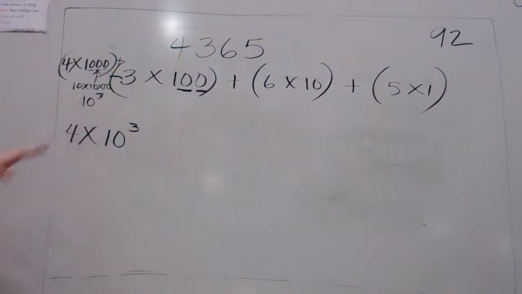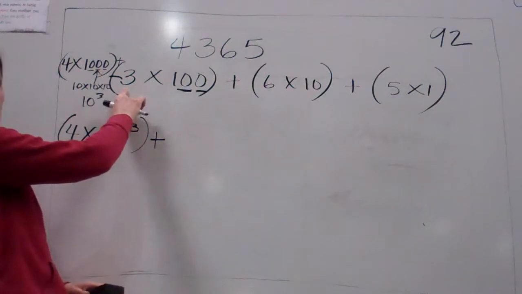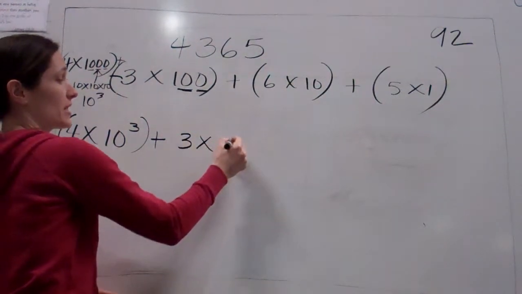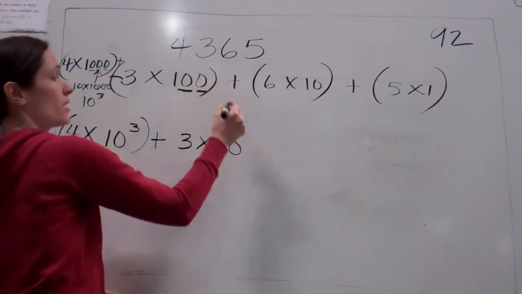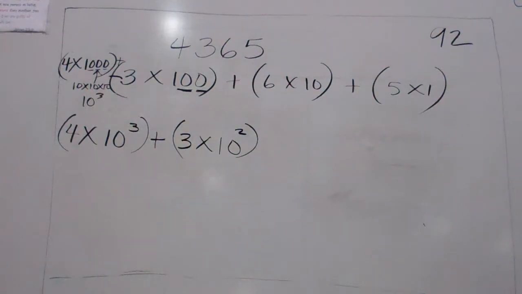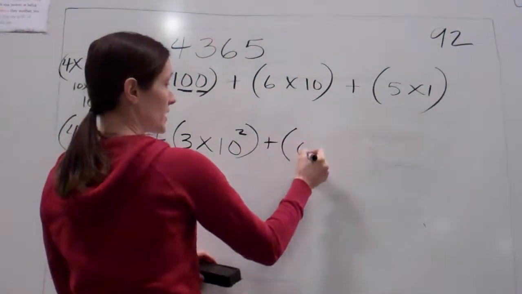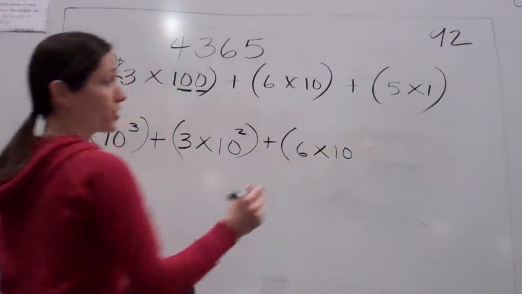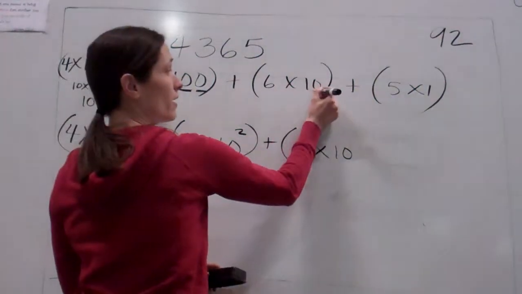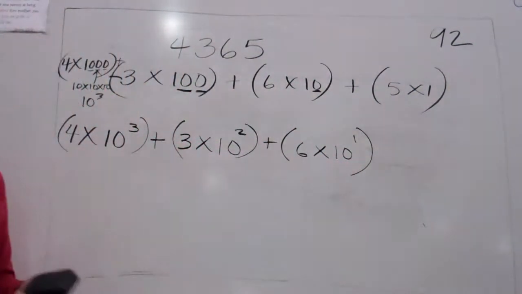Okay, so this would be the answer to that, right? Plus, how would I do this one? Somebody help me. 3 times 10 to the second power. One of y'all help me on this one. 6 times 10 to the first power. There's 1 zero, so you have to put them in the first power. Do just like that.